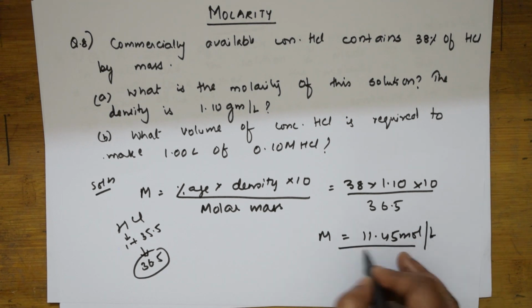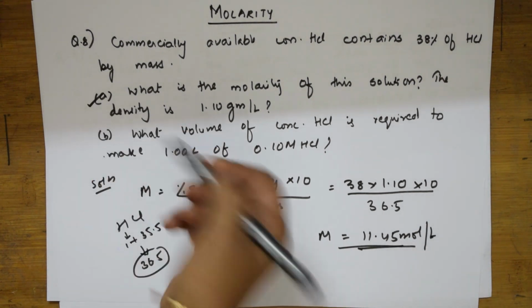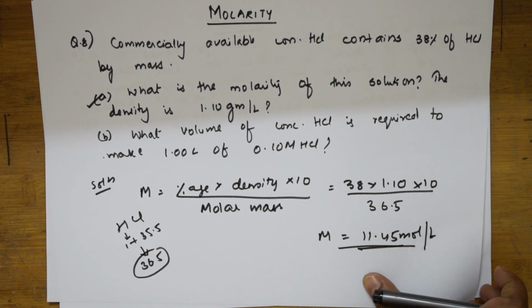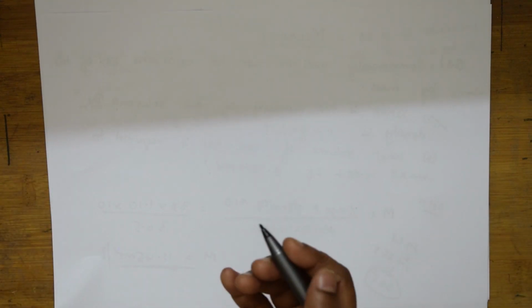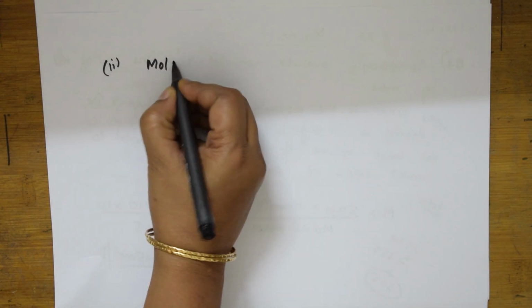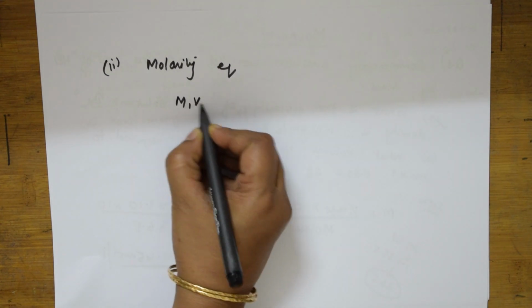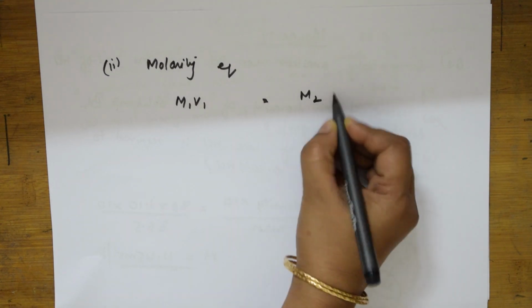This is over, isn't it? Okay, now done. Now I need to find the volume. First part is over, second part I'll do. What volume of concentrated HCl is required? When I've been asked to find the volume, in the second concept we have the molarity equation, isn't it? So let us write according to the molarity equation. What is the molarity equation? Molarity equation is M1V1 is equal to M2V2.